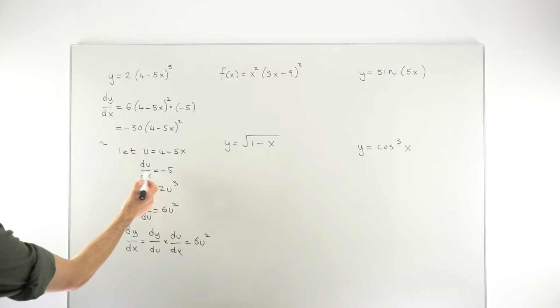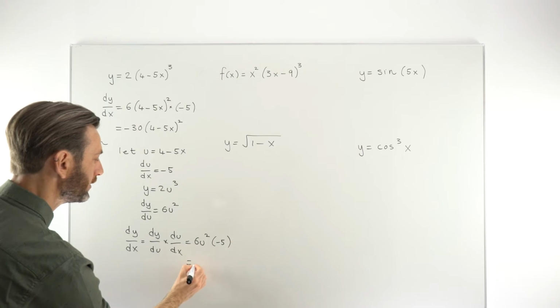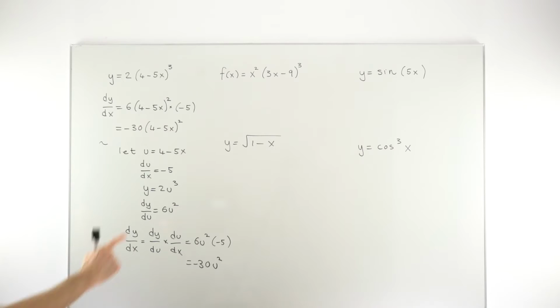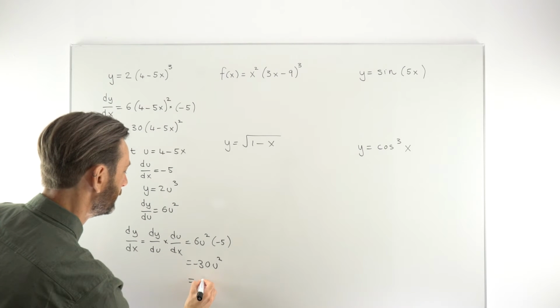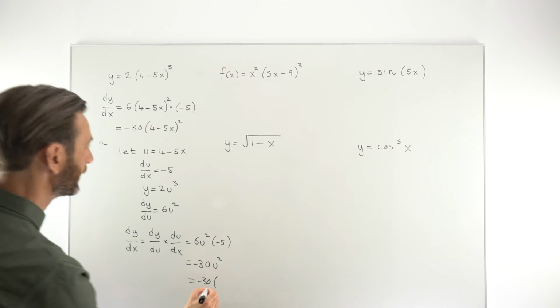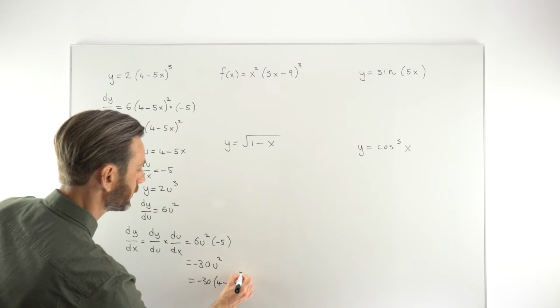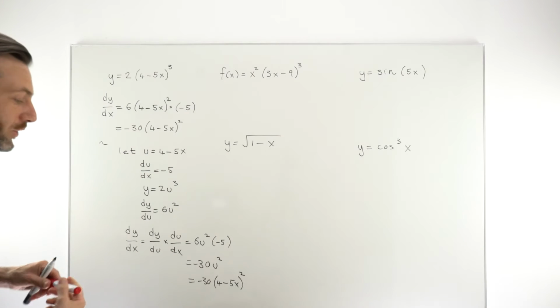Du dx is this guy here, which is -5. Multiplying those together and we get -30u squared. And then we can back substitute our u to get -30, to put the u in a bracket, which is because it's got two terms, so 4 minus 5x squared. So basically all of that work in there, which is absolutely fine.